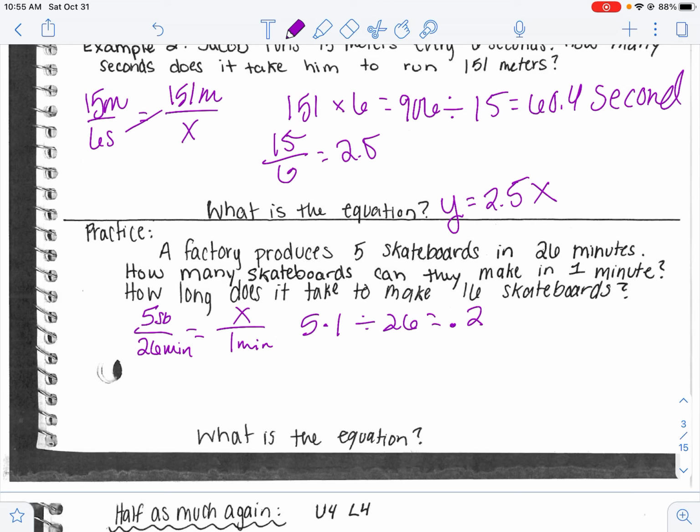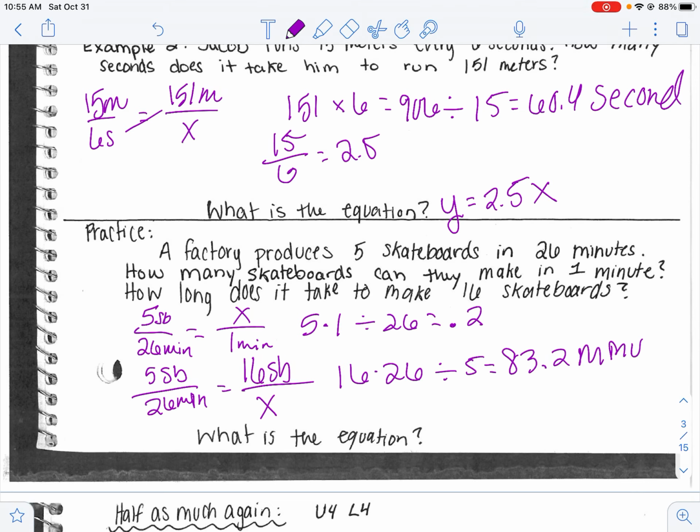So now we need to figure out how long it takes to make 16 skateboards. So 5 skateboards over 26 minutes equals 16 skateboards in an unknown amount of minutes. So 16 times 26 divided by 5 is 83.2 minutes. To write the equation, we know y is the number of skateboards and x is how long it takes, but we need to know the constant. So we need to take 5 divided by 26 to get our constant of 0.2.